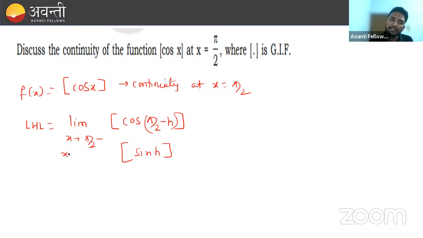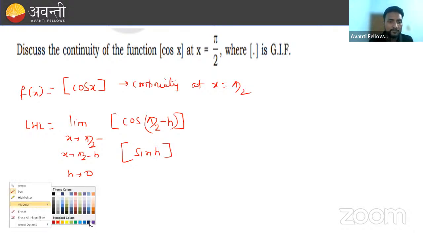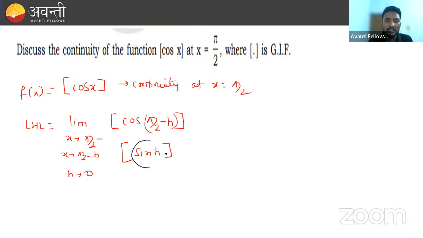And here, if x is tending to pi by 2 minus, I can also write h tending to 0. So now this is sin h. If h tends to 0, definitely it will be almost around 0. h is a positive quantity, so we are getting 0.something, suppose. But still, what will be the greatest integer function? It will be 0 only. That is the first thing. Now, second, we have to find RHL. RHL means limit.